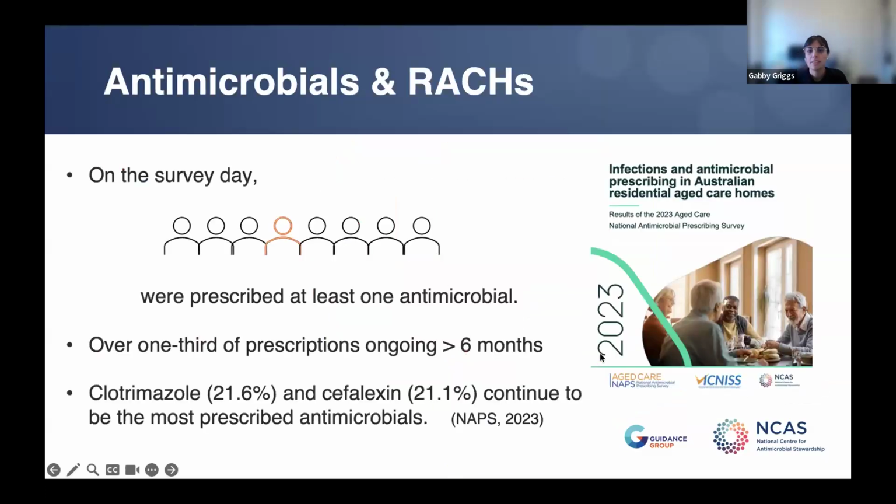So why is a human-centered design intervention needed to support antimicrobial stewardship in aged care? Well, according to data from the National Antimicrobial Prescribing Survey in 2023, on a single survey day, roughly 1 in 8 residents were prescribed at least one antimicrobial, and over a third of those prescriptions had been ongoing for more than 6 months. These figures highlight that antimicrobial use in residential aged care homes is both prevalent and complex, and there is a clear need for continued improvement in antimicrobial stewardship support.